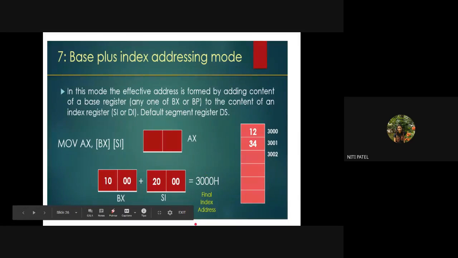Are you understanding? What did I say? Yes or no? No, ma'am. Can you repeat? What is happening? How do we read this instruction? Move the contents of BX and SI into the contents of AX.